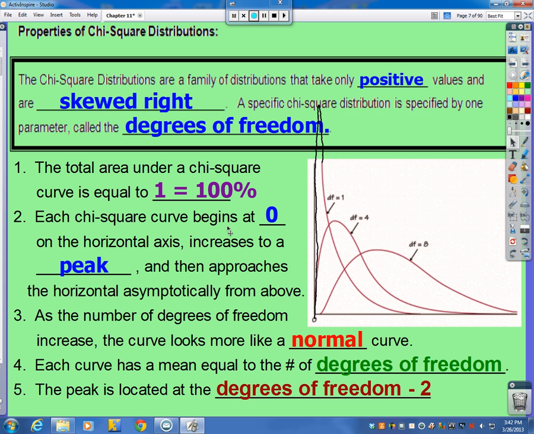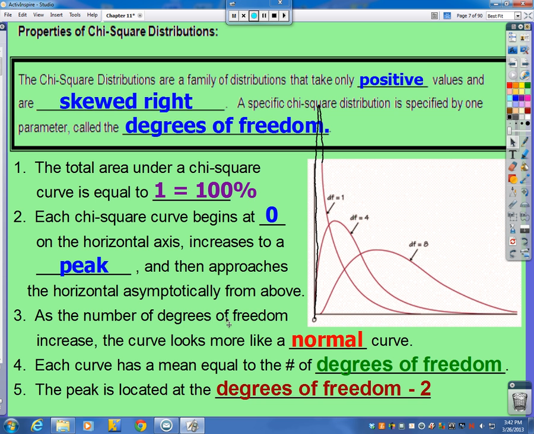So each one begins at 0 on the horizontal axis, increases to a peak, and then approaches the horizontal axis asymptotically from above. So we never really touch the horizontal axis here. It just starts to approach it, but never really fully touches it.